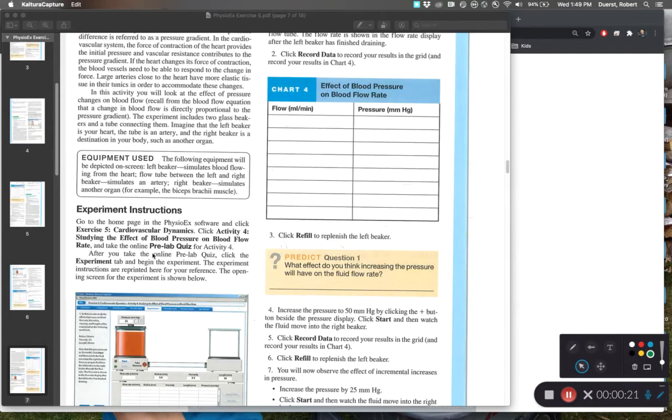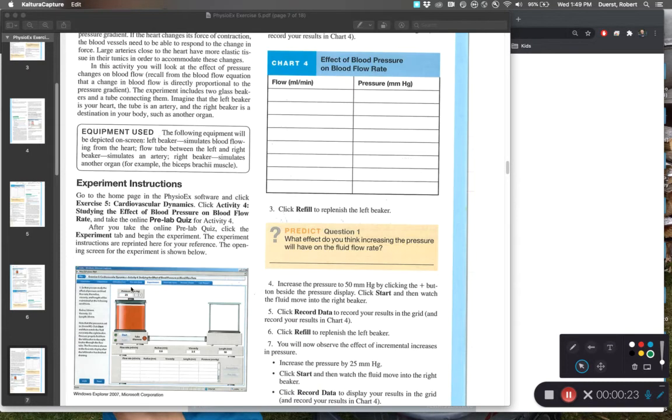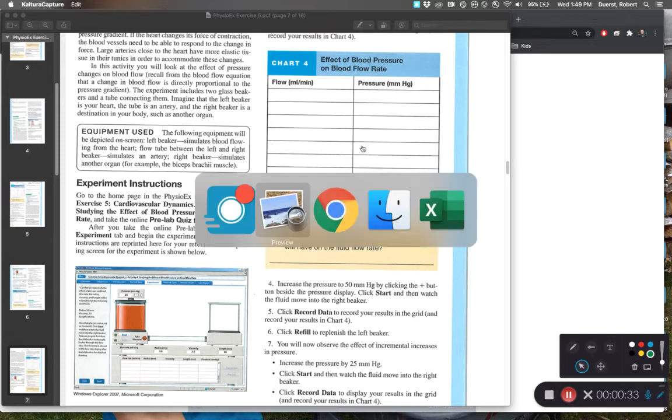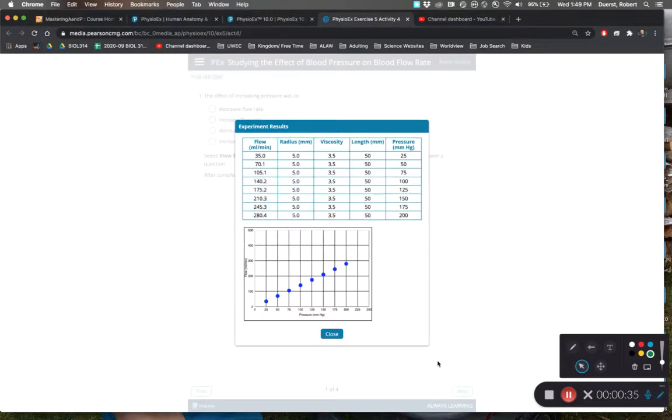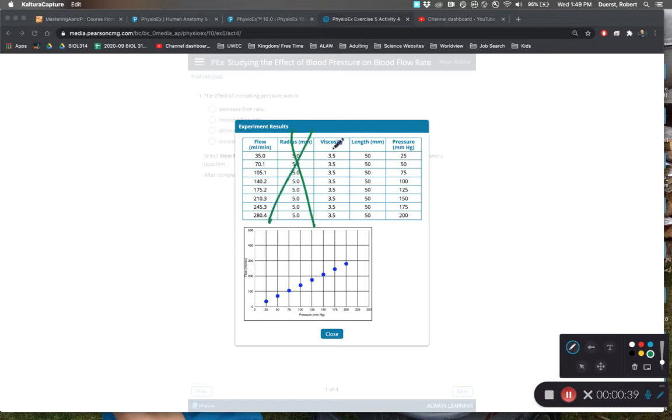As you work through the activity, you're given some background information and some instructions, and then a chart to fill in. That chart that you fill in your lab manual focuses on the two key things you want to focus on, the flow rate and the blood pressure. The chart given in the simulation gives you a bunch of extra variables. Radius is unchanging, viscosity is unchanging, and the length is unchanging. We only care about the pressure and the flow rate.